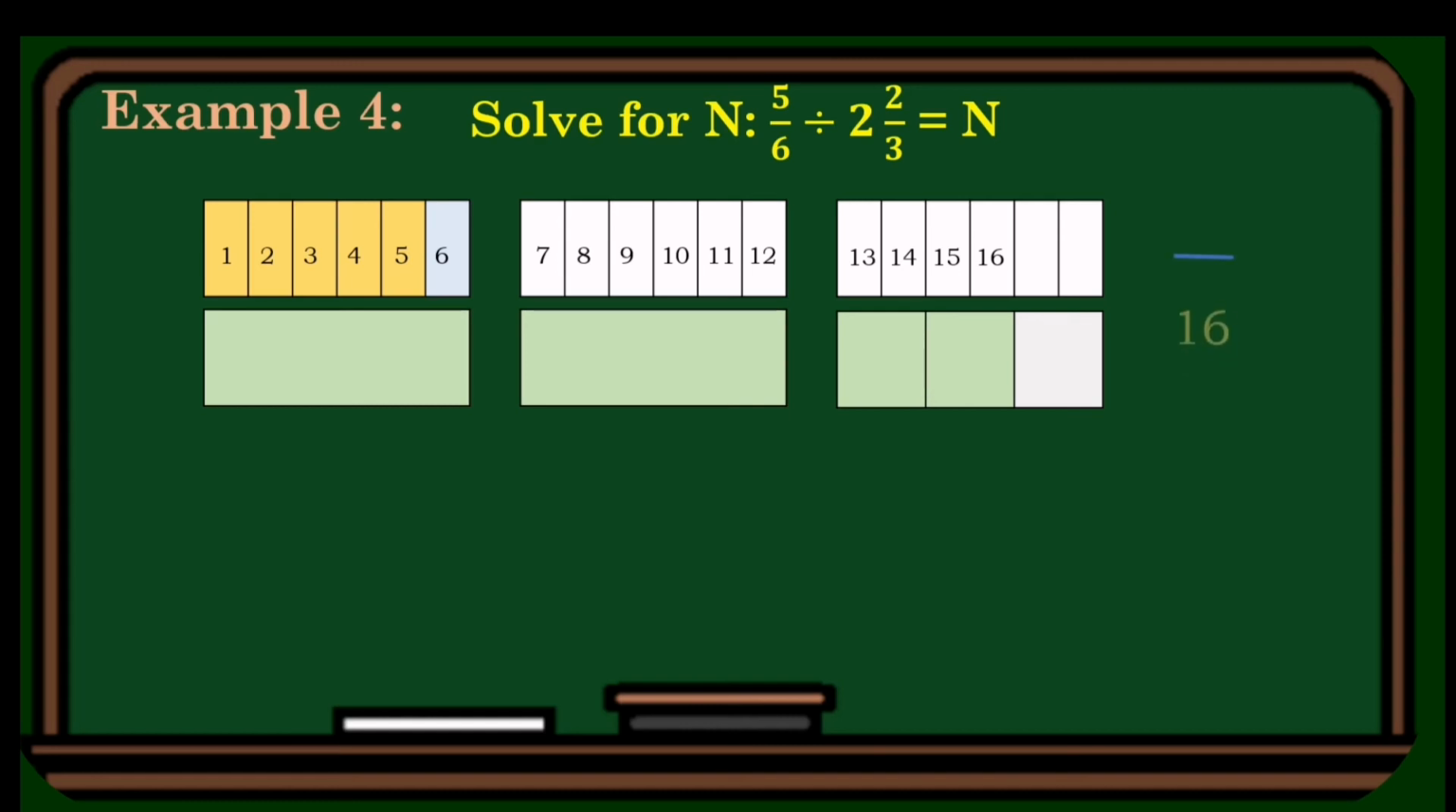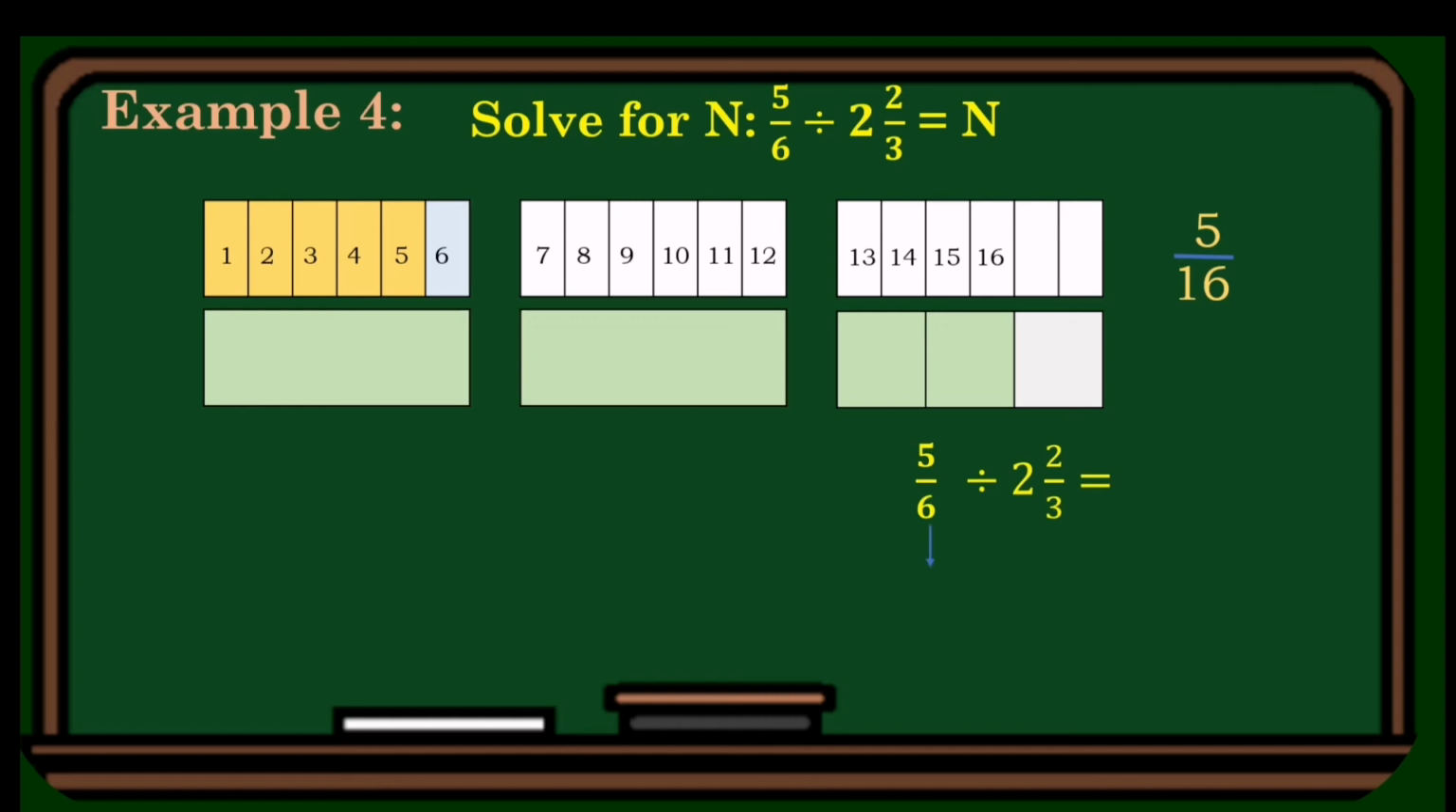That will be our denominator. And 5 of them are shaded. That will be our numerator. Okay, so 5/6 divided by 2 and 2/3 equals 5/16. Using the reciprocal, our equation would be 5/6 divided by 2 and 2/3.